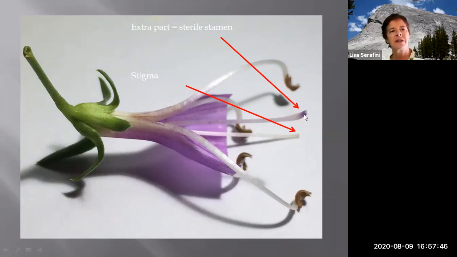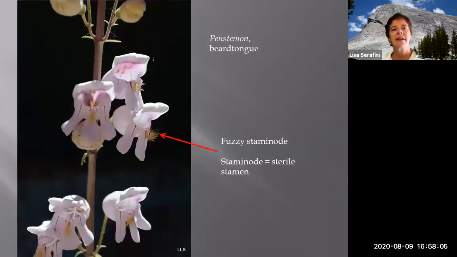This is a 5th stamen, but it is sterile. And so it's called a staminode, which I'll have in the next slide. It's a sterile stamen, that is, it doesn't produce pollen. And this is why penstemons are called penstemon, 5 stamens, because they have that 5th sterile stamen. This is one penstemon called beard tongue. Wonder why it got that name. This is the staminode, which is really, really fuzzy and sticking way out of the flower.